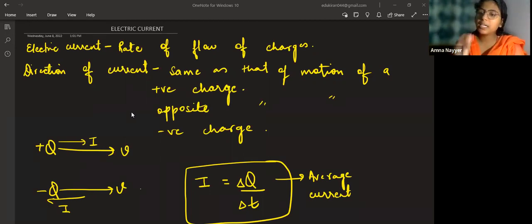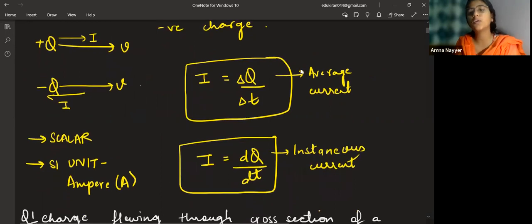But if a particular instant is given to you, let's say 0.007 seconds or 0.0089 seconds, where you have to find the current exactly at that particular moment, then you will perform differentiation. Find the rate of change of charge, calculate dq over dt. I'll show you. See, this is how you calculate average current, and this is how you calculate instantaneous current, dq over dt.